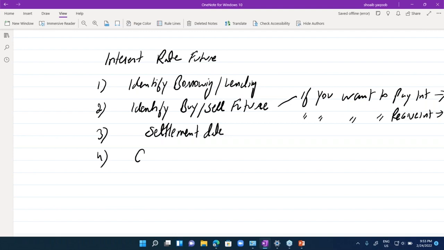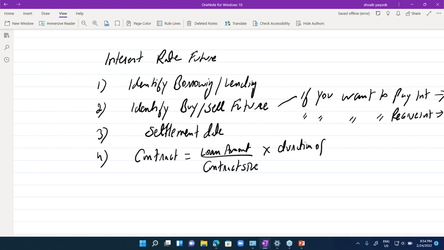Fourth step, contracts. It has a different formula. Number of contracts equals loan amount divided by contract size, into duration of loan divided by 3, because 3 is the number of months of future. Futures are usually of 3 months.